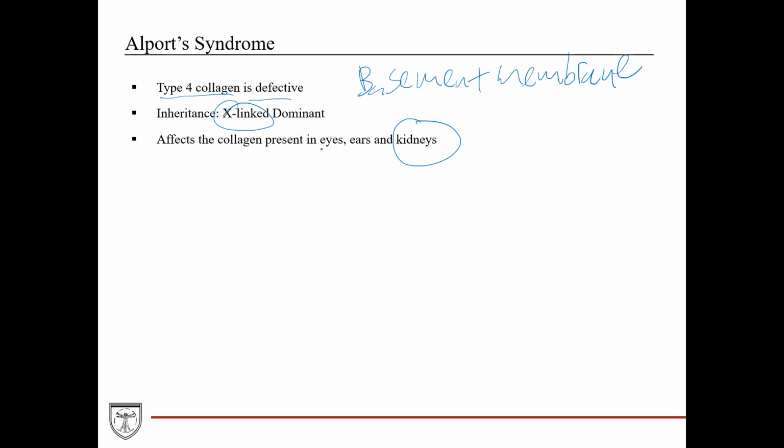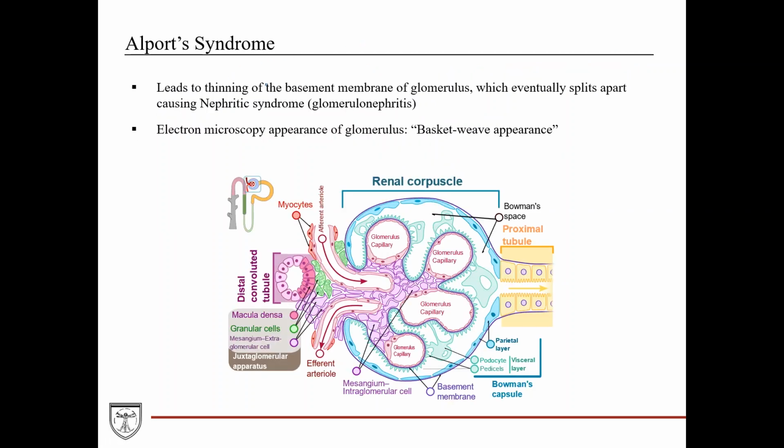It also affects collagen that is present in the eyes and in the ears. So you can have visual defects and hearing defects. And so in the kidney, a key component is the glomerulus, which you can see here. This is a zoomed out picture of the nephron, and here's the glomerulus here.